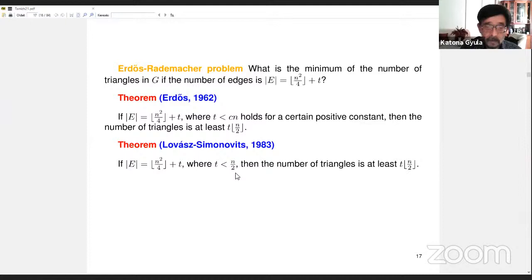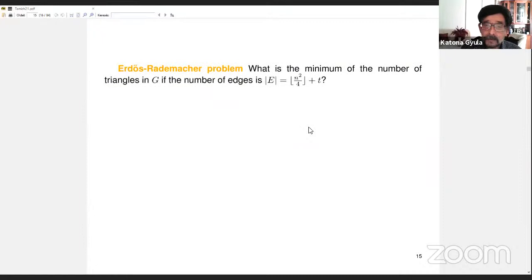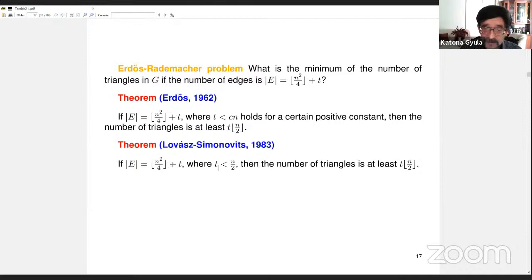So it means that if we add many edges here, then it is true. But you can see that if the number of edges you add is too many, then these triangles will coincide. So, of course, this statement cannot hold for large t's.